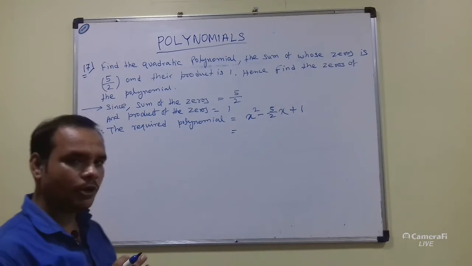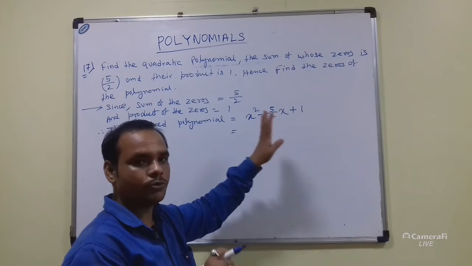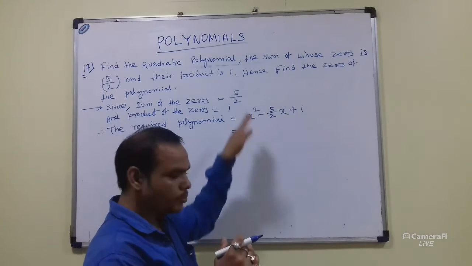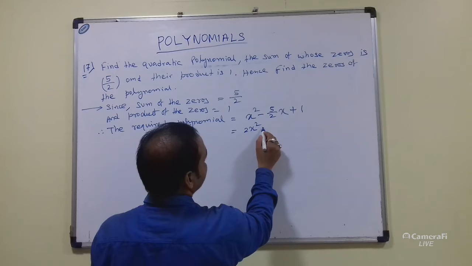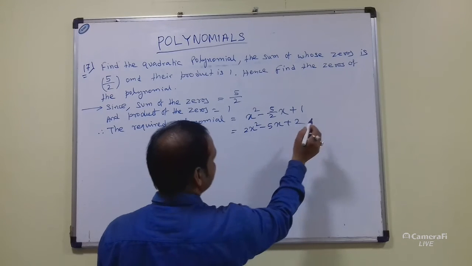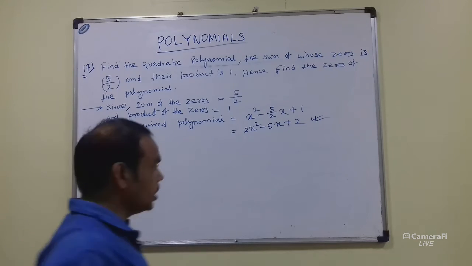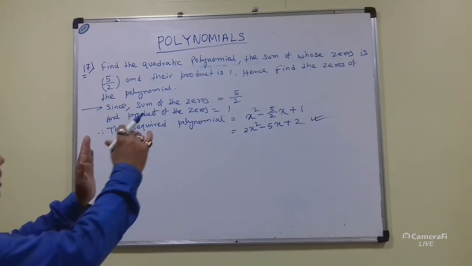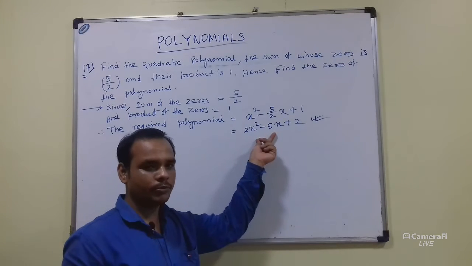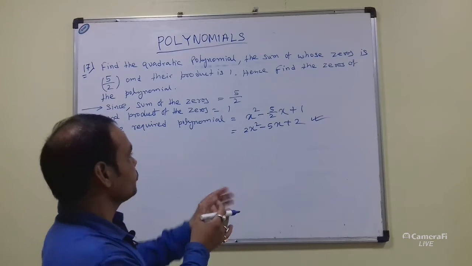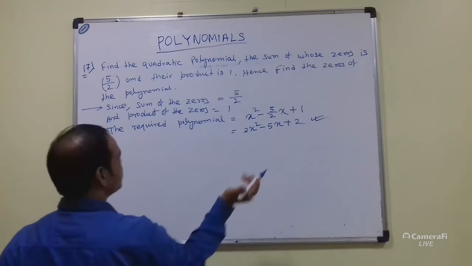Now, so it is the required polynomial, but here you can see that this number is in fractions, so we have to multiply this polynomial by 2. So if we multiply this polynomial by 2, it will be 2x square minus 5x plus 2, and it is the required polynomial, students. Now after this, last question is hence find the zeros of the polynomial. So our quadratic polynomial that we have already find. So now we have to find the zeros of this polynomial. So for this one we have to take this is equals to 0.